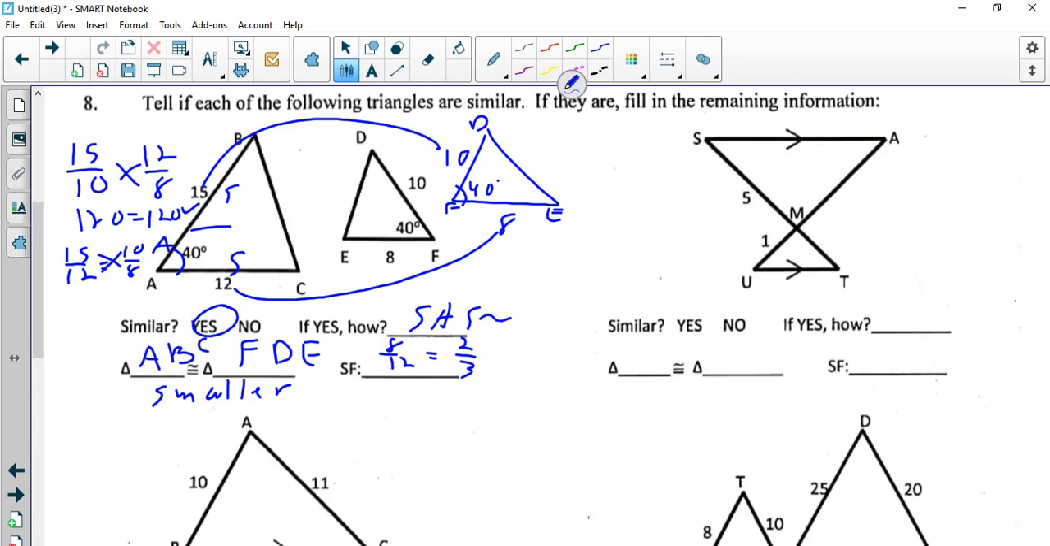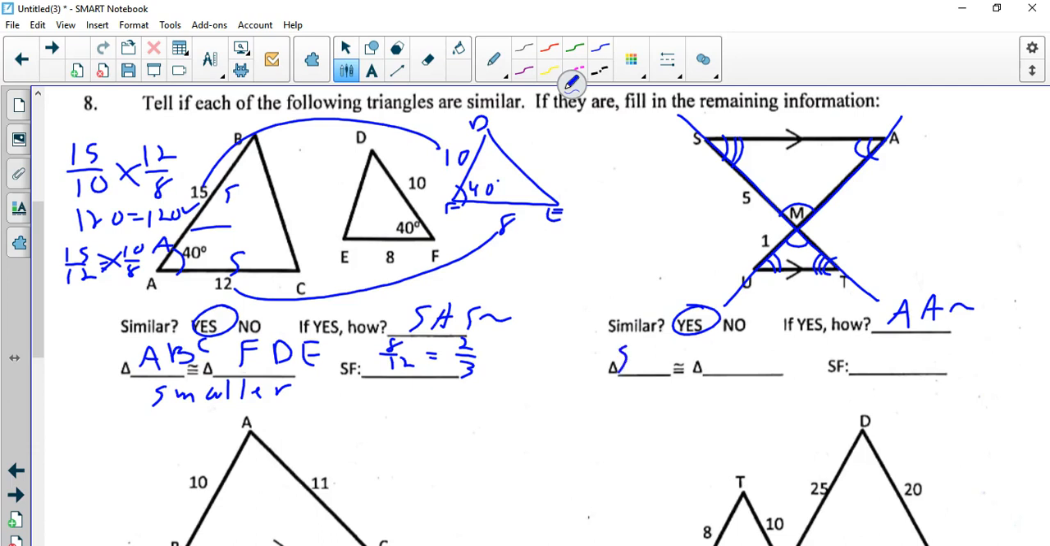Okay, this one's interesting. We have parallel lines. ST is a transversal. So is a U. So what we end up with is, first off, we know we have vertical angles. I'd like to get that out of the way first. This is congruent to this, and this is congruent to that. So right off the bat, we know that these are similar by our AA similarity rule.